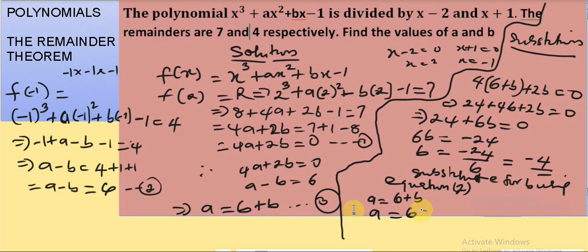So I'm going to write plus bracket minus 4. Remember, plus times minus is minus. So the value of a becomes 6 minus 4, because plus times minus is minus. So 6 minus 4 is going to give me 2. So the answer for a is equal to 2 and b is equal to minus 4. Therefore, the values of a and b are 2 and minus 4. Therefore, a is equal to 2, while b is equal to minus 4.